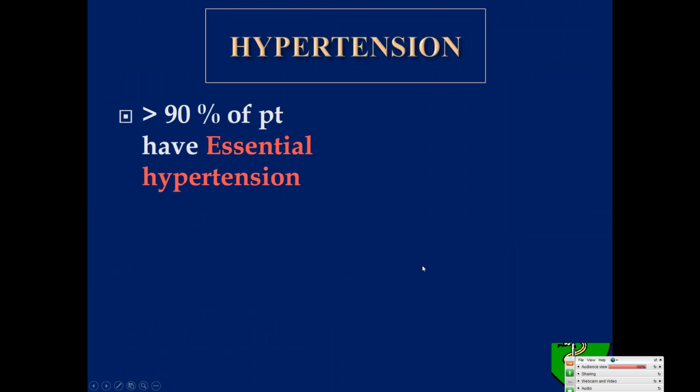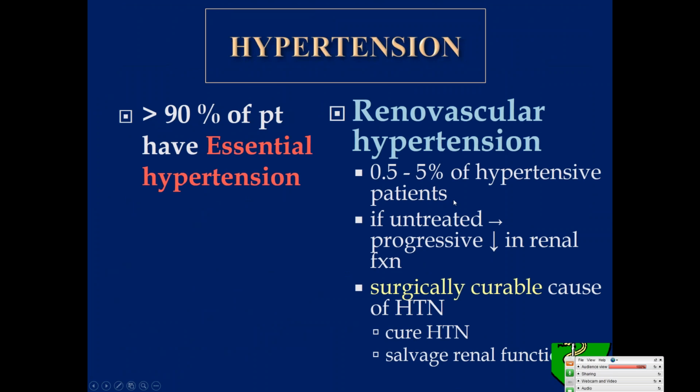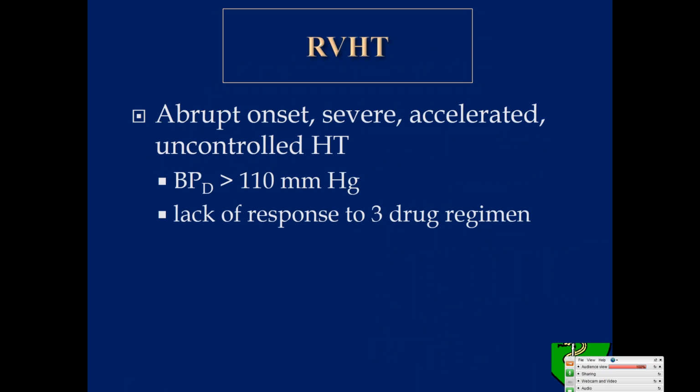Hypertension is a very common problem among our population. In 90% of patients, it is essential hypertension. However, up to 5% of patients may have renovascular hypertension. And if it's left untreated, it may progress to decreased renal function. But this is a surgically curable cause of hypertension. We can either cure the hypertension and maybe salvage renal function.